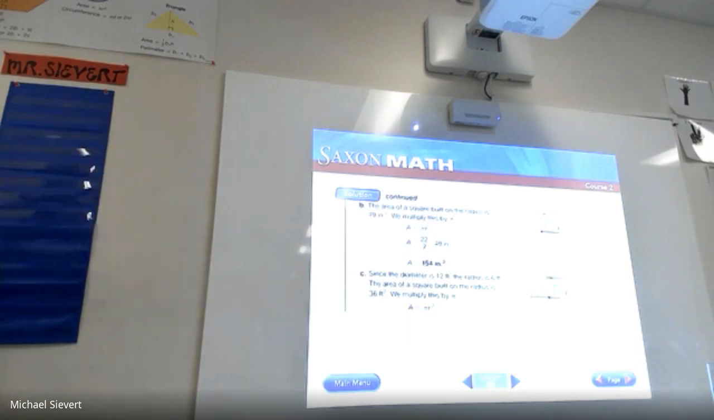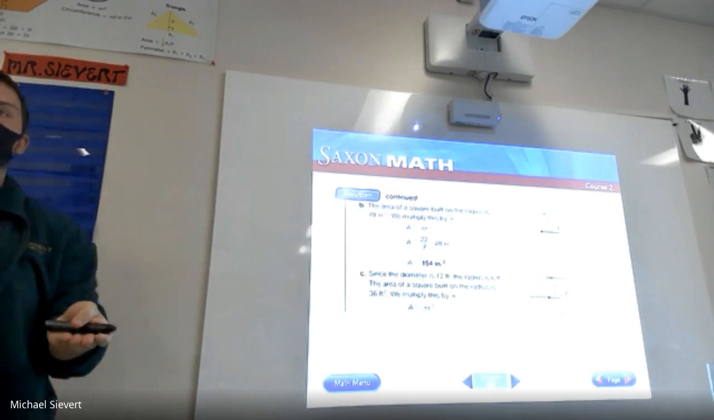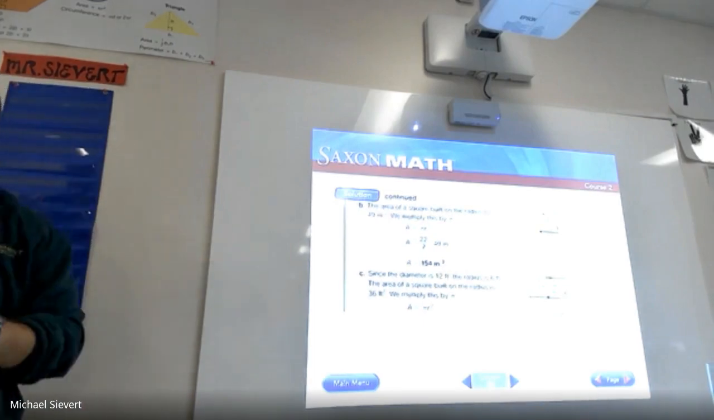Okay? Last but not least, since the diameter in C is 12 feet, how do you find the radius? The last two were super easy because they gave you the radius. How do you find the radius if the diameter is 12 feet?